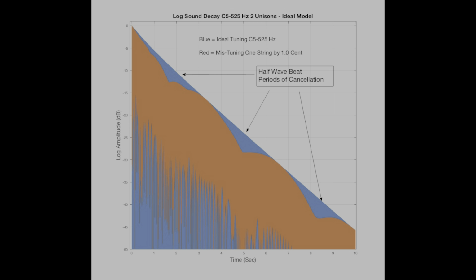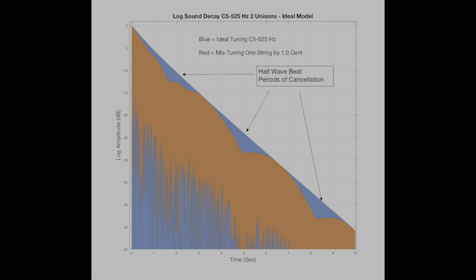The red curve under the blue line is from 2 strings being spread by 1 cent. A 1 cent difference at 525 hertz, that is the C5 note, is a difference of 0.3 hertz, so that the half-wave period difference of the 2 strings is 1.67 seconds. Every 1.67 seconds, we see and hear a null, followed by a rise, followed by another null again, as every half-wave of the difference in frequency between the 2 strings is from waveform cancellation.